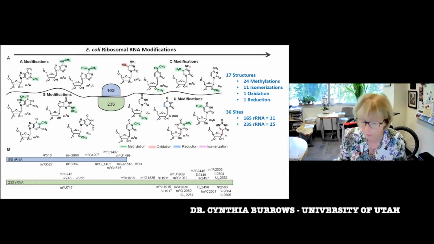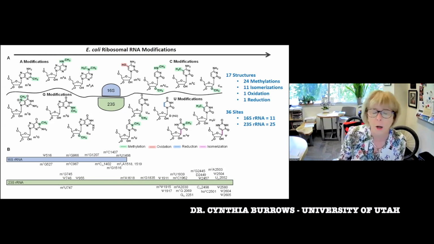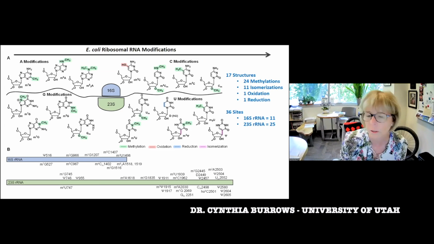We picked the E. coli ribosome as a place to start because it's well known, the modifications are well established, and the writer knockouts are readily available. In the E. coli ribosome, we've got 17 different structures at 36 different sites. And so we thought we would try to map all of these with direct RNA sequencing with the nanopore.